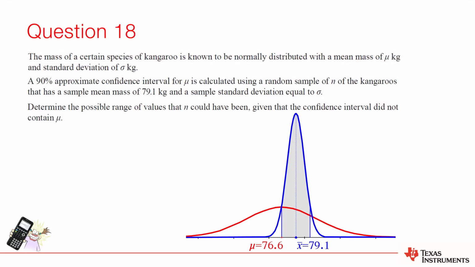Based on our diagram, selecting a sample of 17 kangaroos would allow our confidence interval to spread out just enough to include the population mean. So, we need to choose at least 18 kangaroos for our sample. Remembering, we're not supposed to include the population mean in our 90% confidence interval. There is another way we can check our answer.